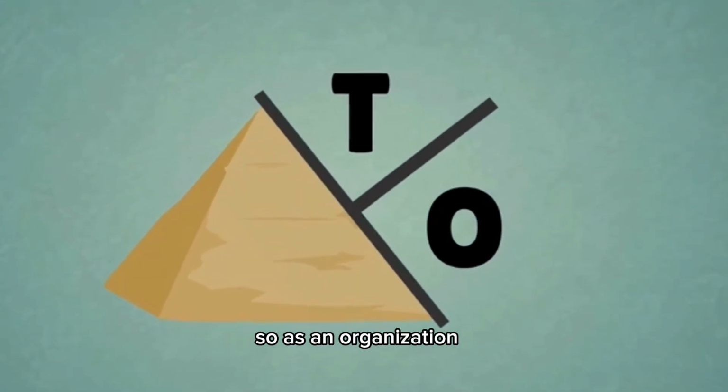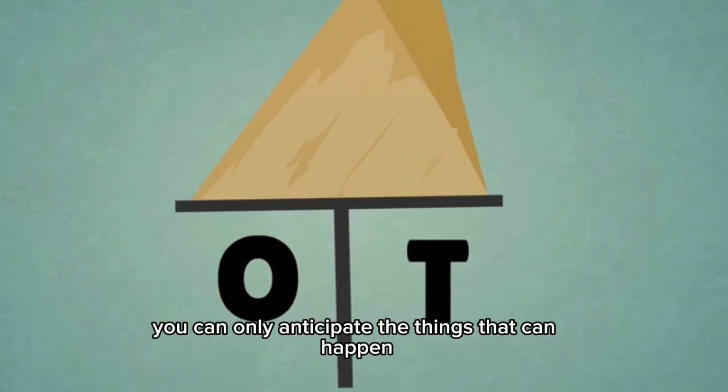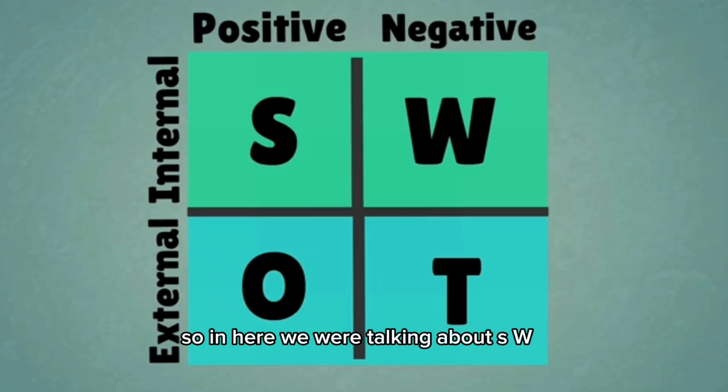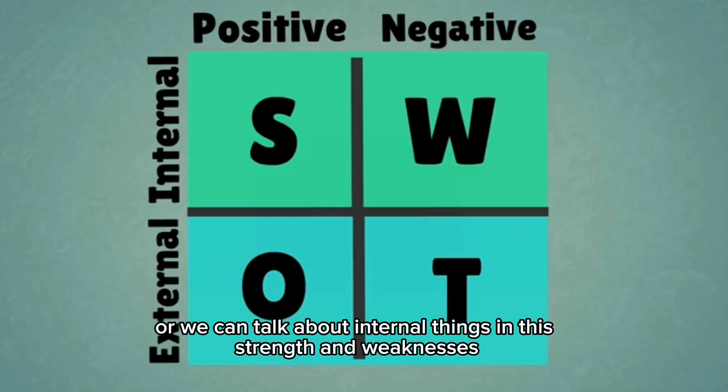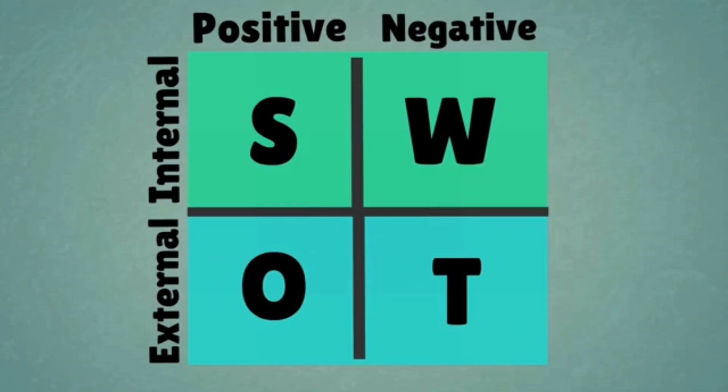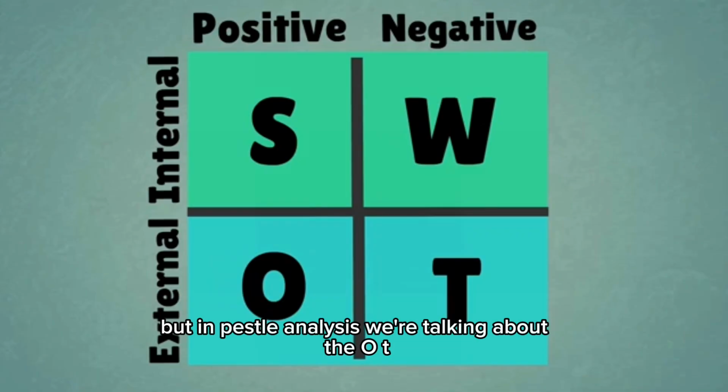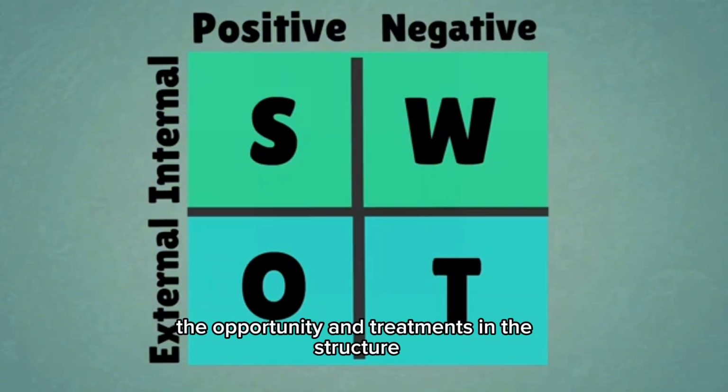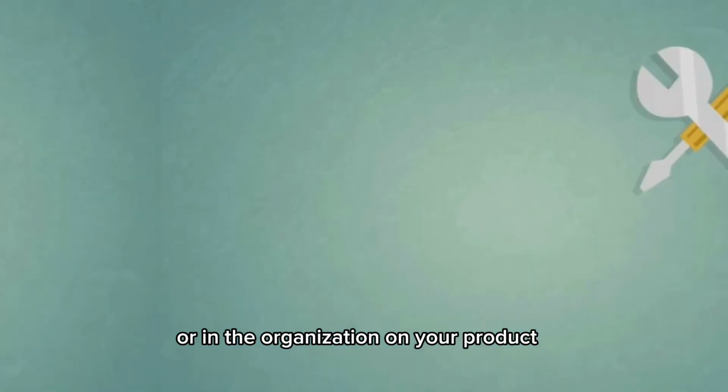So as an organization, you can only anticipate the things that can happen. In SWOT, we talk about internal things, the strengths and weaknesses. But in PESTEL analysis, we're talking about the O and T, the opportunities and threats in the structure or in the organization or on your product.